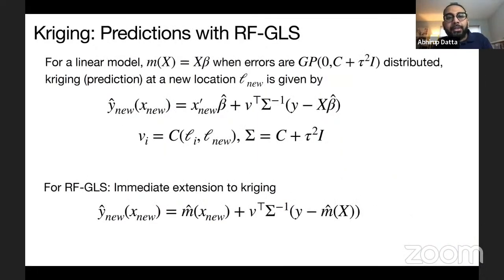Once you do the estimation using this GLS loss, you get an estimate of M. Let's call that M hat. And using M hat, it's very simple to predict at new locations in RFGLS using kriging. To see how to do that, let's go back to the linear setting. If you have a linear model, your prediction at a new location where you have a covariate X new is simply X new beta plus this kriging component. When instead of a linear model you have a nonlinear model M, you simply replace the X new beta with M hat of X new, and the X beta with M hat of X. That's as simple as that. And you get kriging predictions at new locations.